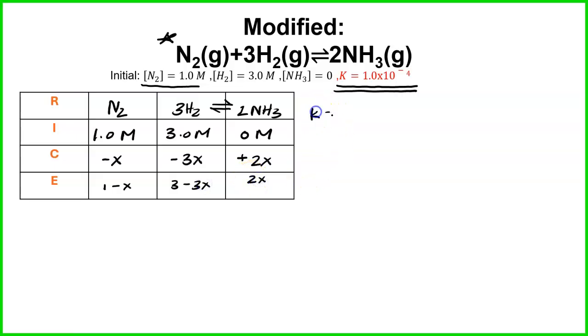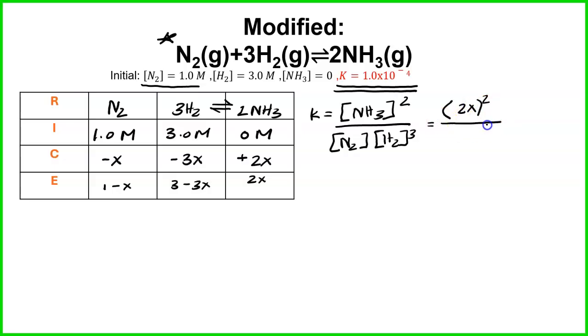I'll start by writing my equilibrium expression, which is my NH3 to the second power because of the coefficient. Then I have N2, no exponent, and then H2 to the third power. I'll go ahead and plug in those values from the ICE table. So I have 2x to the second power over 1 minus x times 3 minus 3x. And that needs to be cubed.